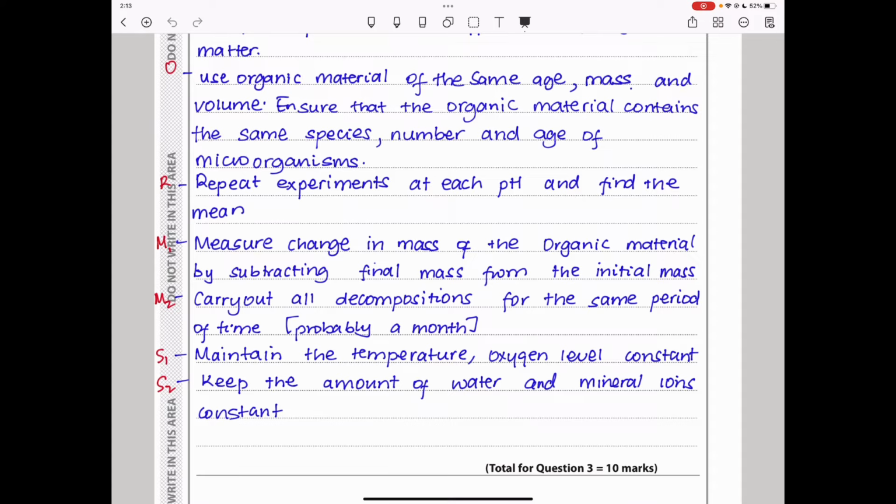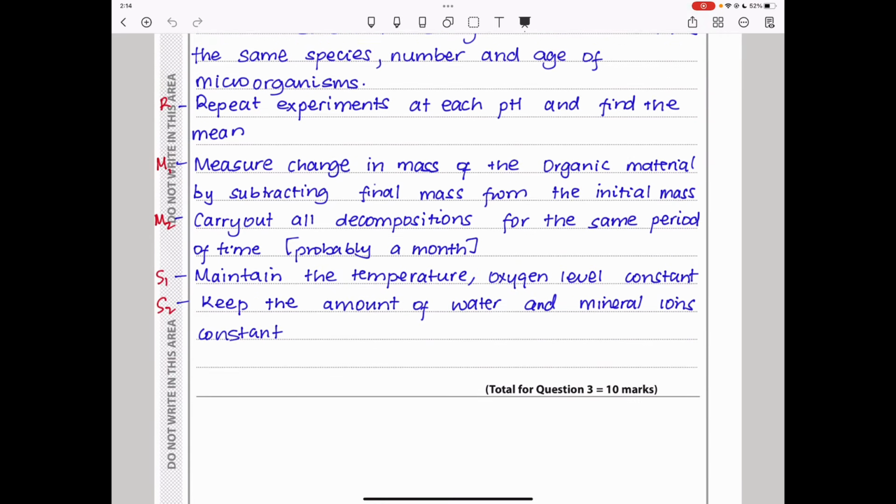So to ensure that the experiment is carried out fairly, or a fair test is carried out, we have to make sure the temperature is constant all throughout. All the different pH experiments should have the same temperature, same oxygen level, the same amount of water, the same mineral ions, the same type of microorganism, and the organic material should be of the same mass, same age, and everything has to be consistent so that we have only one variable, which is pH. I hope you understood that.